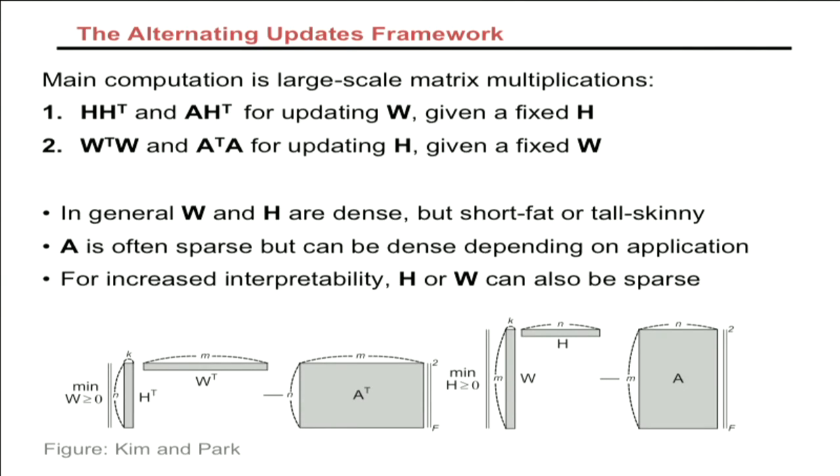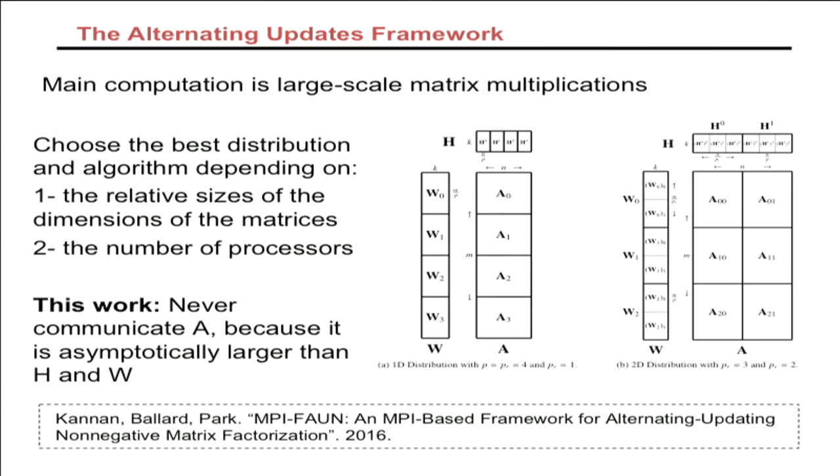Just to give you an idea about the skew of these problems, this is what it looks like, right? Because this is a low rank approximation, the W and H matrices are tall, skinny, and short, fat, respectively. But A is not that skewed. So what's the algorithm that does this? Well, you need to parallelize these operations. And really, what these guys have published, Cannon, Ballard, and Park, is to choose the best algorithm for matrix multiply depending on the relative sizes of the dimensions of the matrices and the number of processes you have. That's all there is. There's no new algorithm, but we know all the best algorithms. So pick the best algorithm depending on which matrix multiply you're performing.